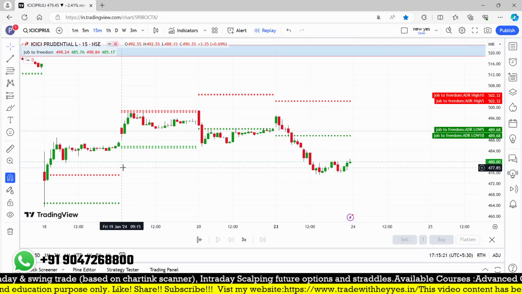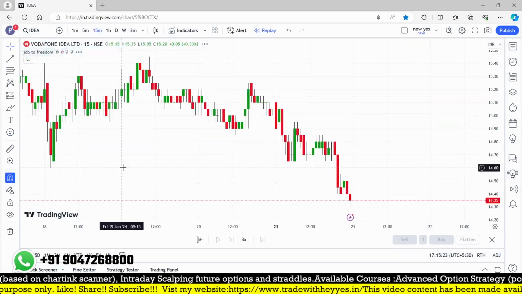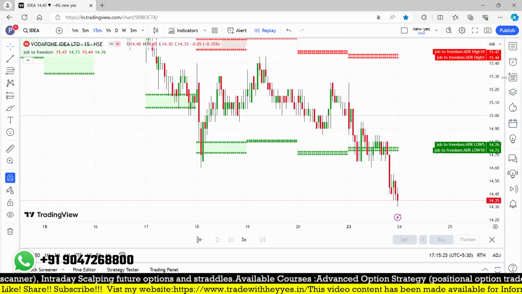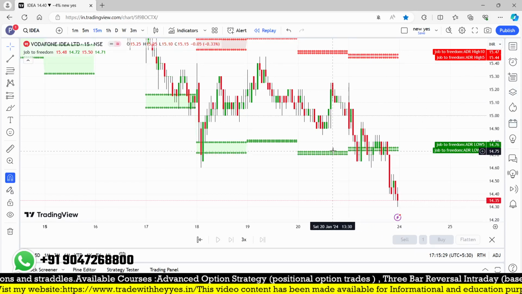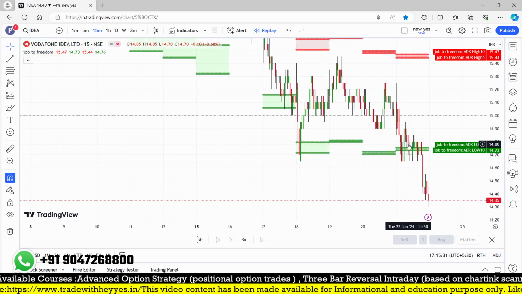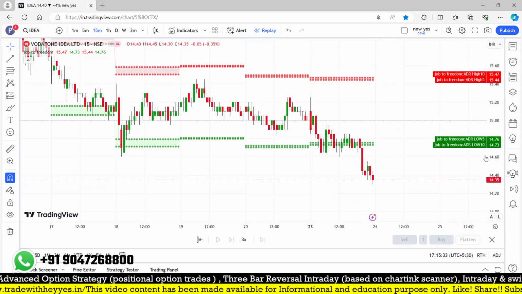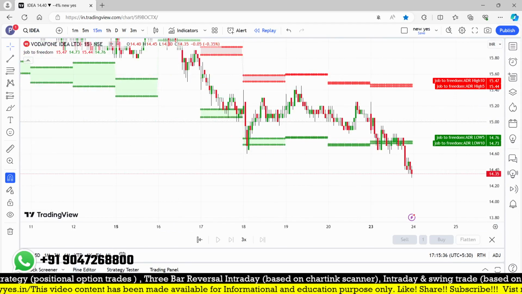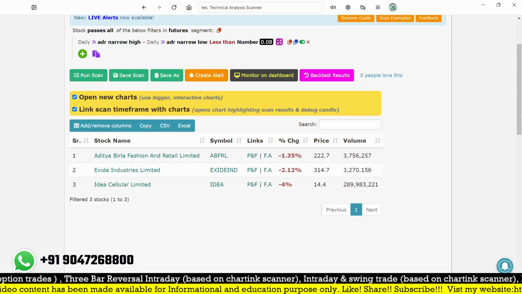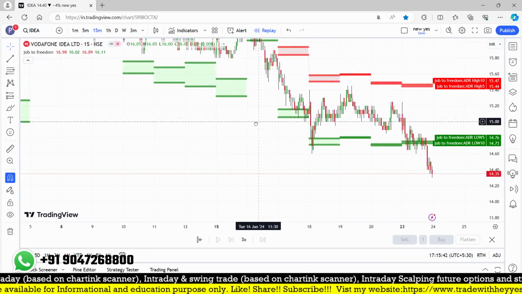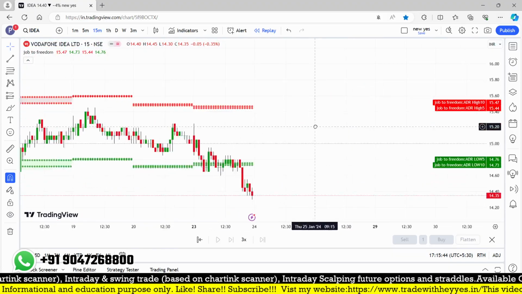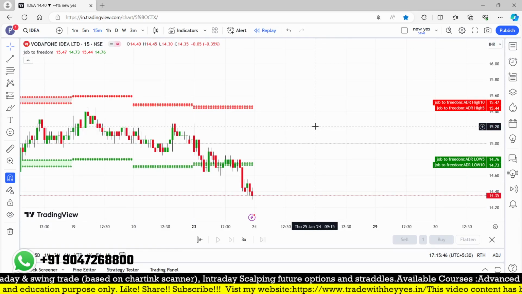Let me check Idea and how it looks, because it is a low value stock. And look at this, the price is just about 15.4, so that's why it looks very narrow. So yesterday and today, every time it will come into the scanner, and we'll easily filter it out. The narrow ones for tomorrow are ABFRL and Exide. One more thing, if the stock closes below that level, you will be looking for an opportunity.